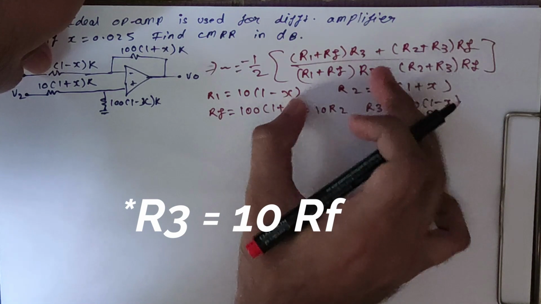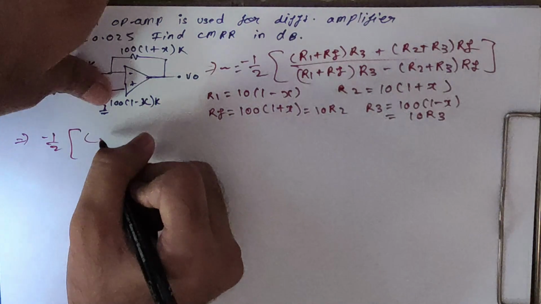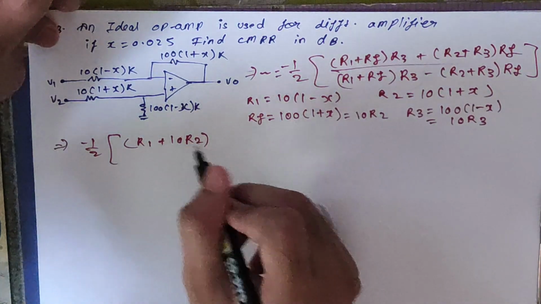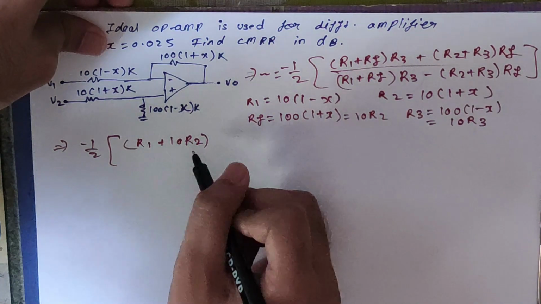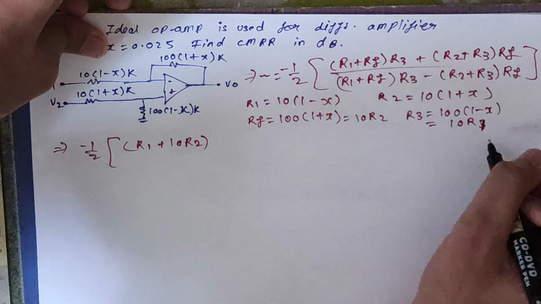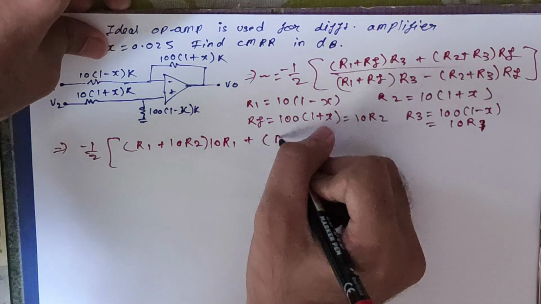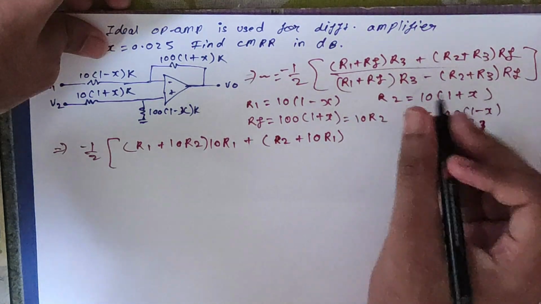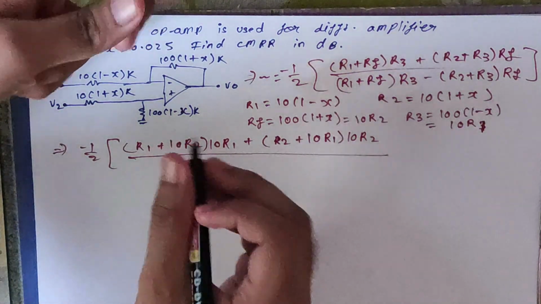Okay, now let us put these values into this formula. Then what we will get is minus 1 by 2. We will leave R1 as it is. R1 plus RF, we know this is 10 R2. Well, let me tell you, I'm just simplifying it such that at the end I have to put fewer values in it. So here I got R1 plus 10 R2. R3 I know it is 10 R1, right? So into 10 R1 plus R2 plus R3, so I will put R2 as it is plus R3, basically 10 R1, and RF I know it is 10 R2. Okay, so you can see all the things are changing into R1 and R2.